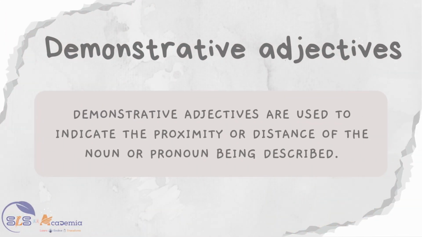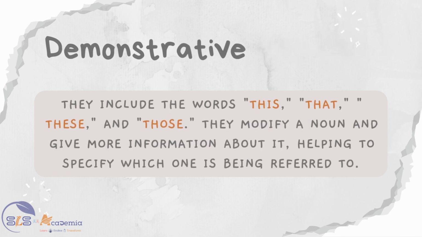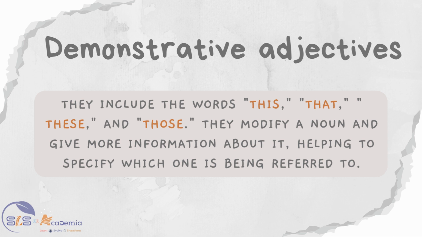The next type of adjective that we will be learning about is the demonstrative adjective. The demonstrative adjectives are used to indicate the proximity or distance of the noun or pronoun being described. They include the words this, that, these, and those. They modify a noun and give more information about it, helping to specify which one is being referred to.